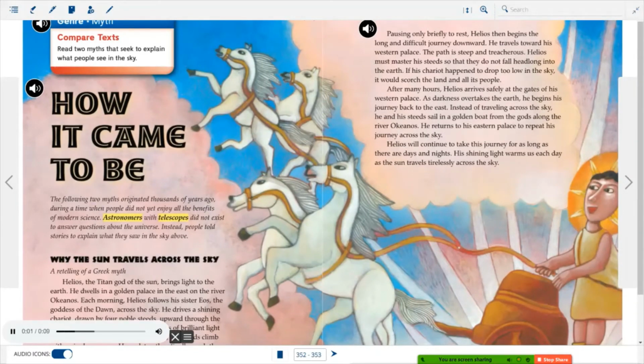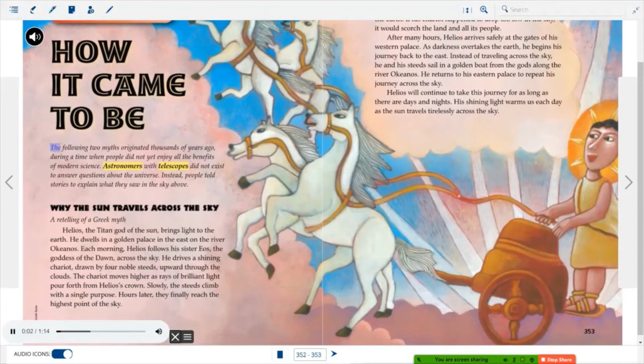Genre: myth. Compare texts. Read 2 myths that seek to explain what people see in the sky. How it came to be. The following 2 myths originated thousands of years ago, during a time when people did not yet enjoy all the benefits of modern science. Astronomers with telescopes did not exist to answer questions about the universe. Instead, people told stories to explain what they saw in the sky above.